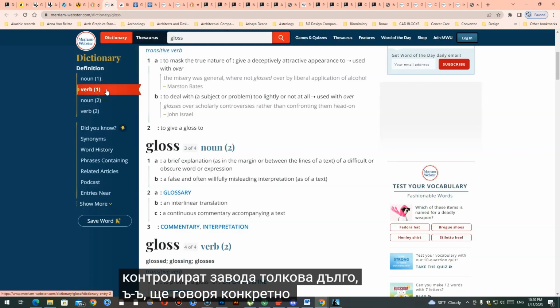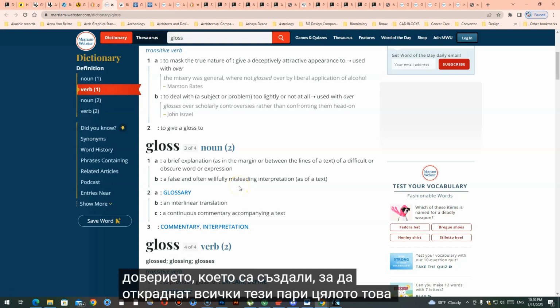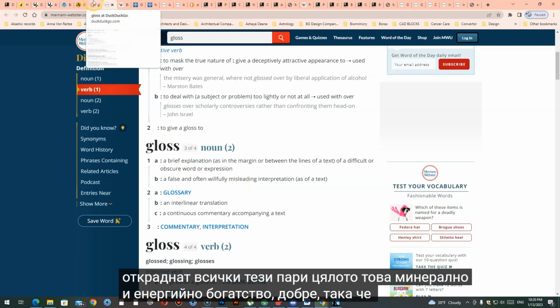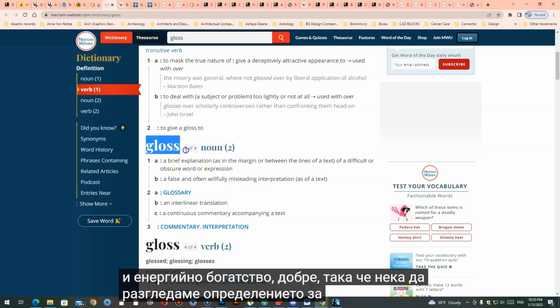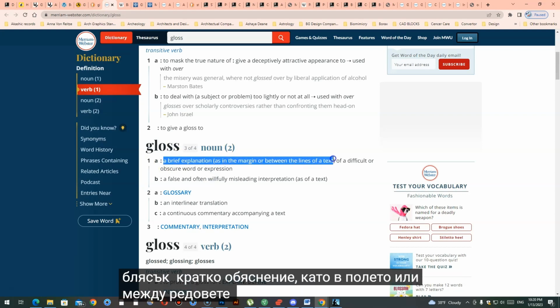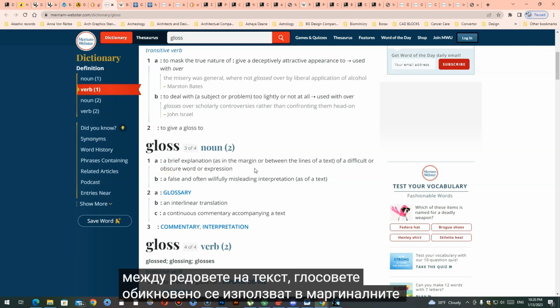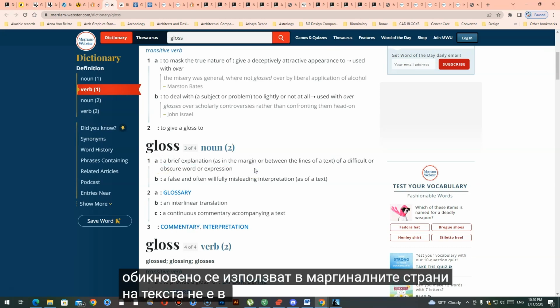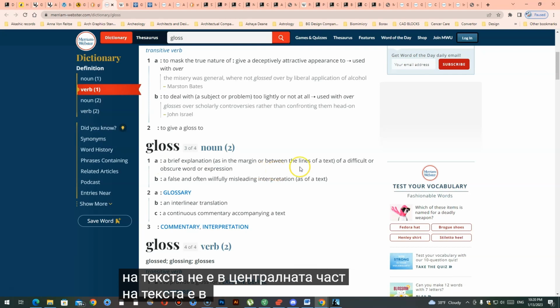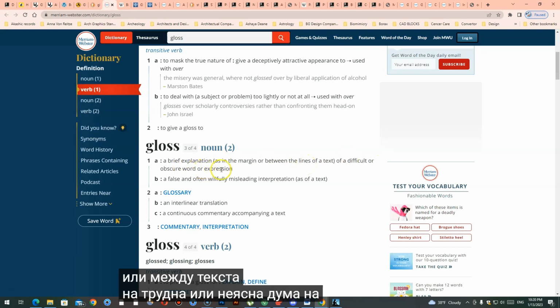I'll specifically talk about the trust that they've created in order to steal all this money, all this mineral and energy wealth. Okay, so let's look at the definition of a gloss. A brief explanation, as in the margin or between the lines of a text. Glosses are usually used in the marginal sides of the text. It's not in the central body of the text, it is in the sides or in between the text, of a difficult or obscure word or expression.